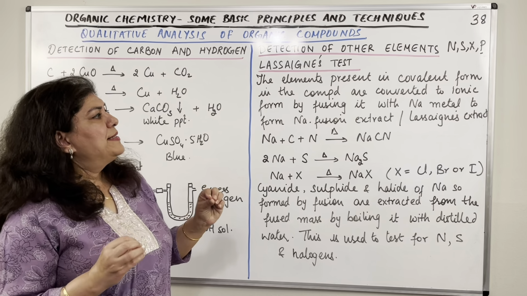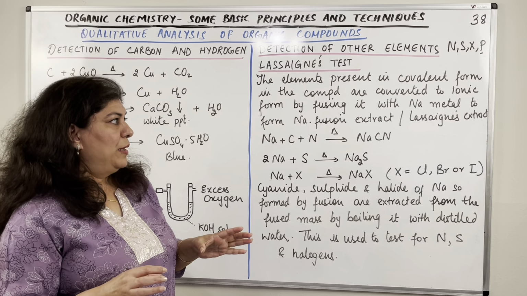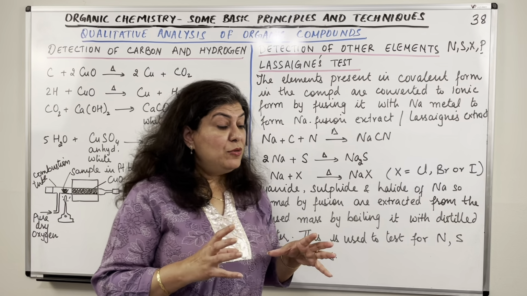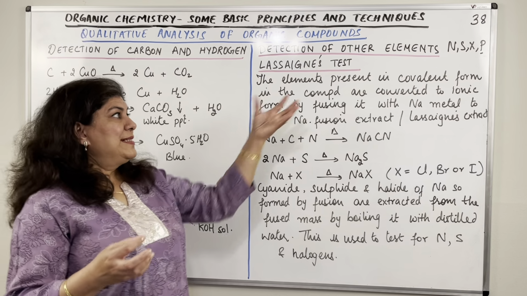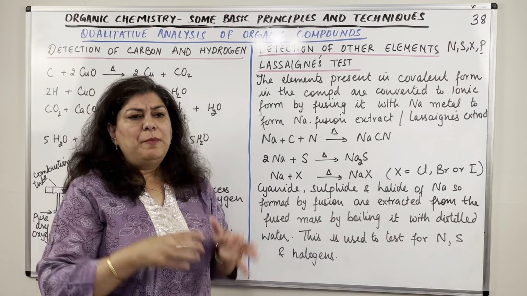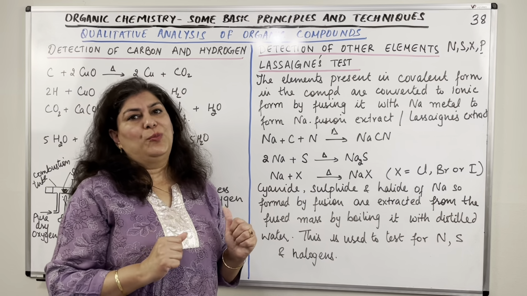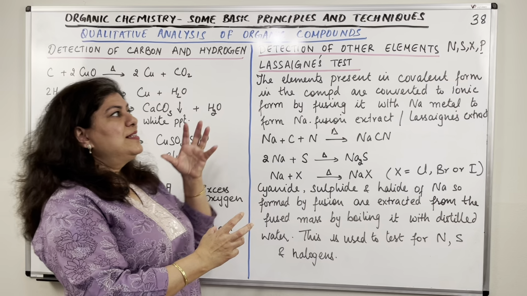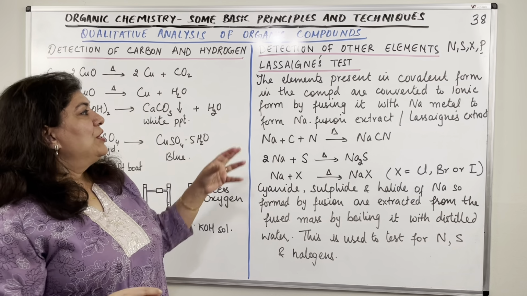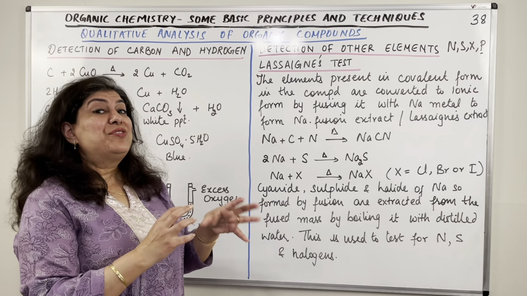The elements present in covalent form in the compound are converted into ionic form. I told you that the compound consists of all these elements. When they are present in the organic compound, they are covalently bound. But covalent reactions are slow. So we first convert these covalent compounds into ionic compounds. And how do we do it? We do it by making it react with sodium.